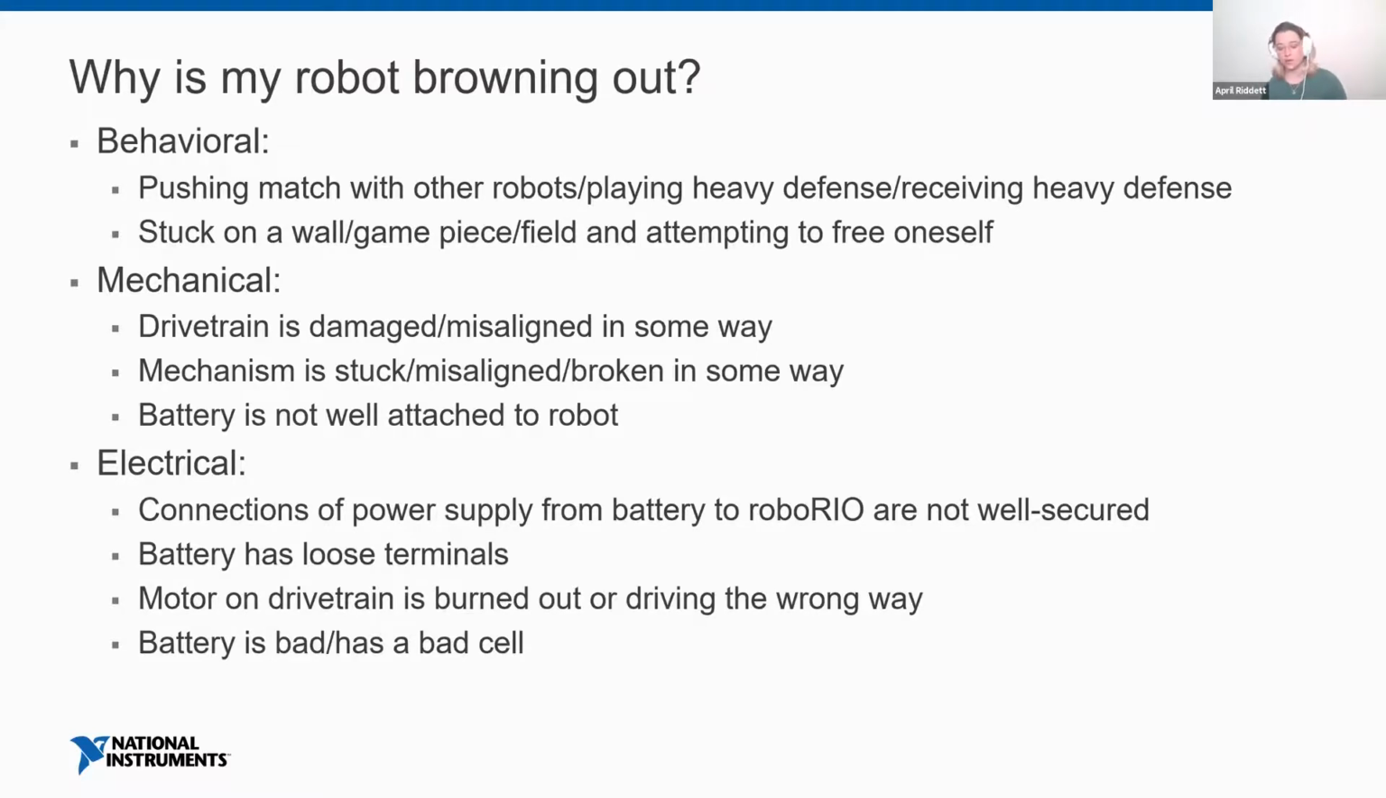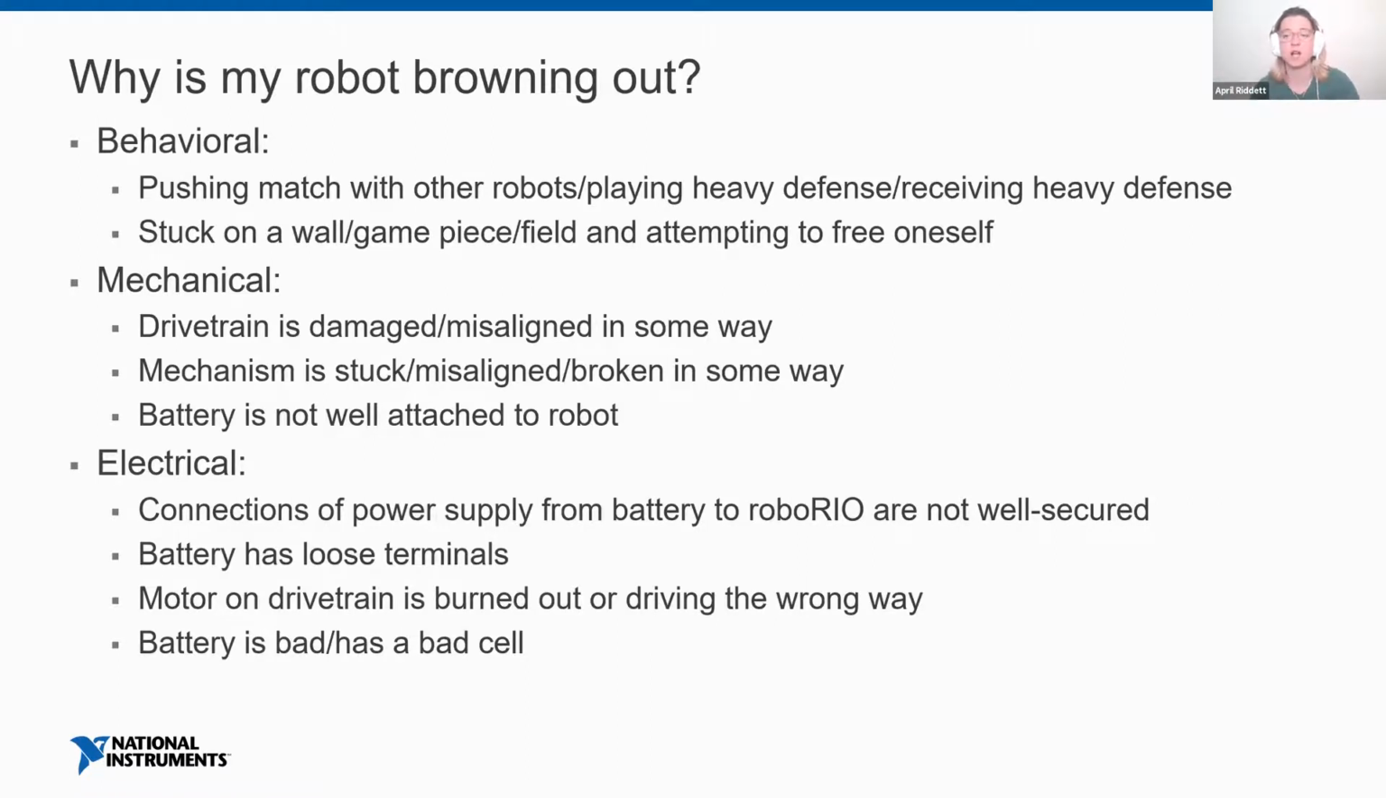And electrical brownouts really result from the power supply chain, that path that goes from your battery all the way to the RoboRio and back, so all the way on hot, all the way back on ground. If those aren't well secured, all of those connections should be really, really tight, or those can lead to brownout type behaviors. If your battery has loose terminals, so when I say terminals, I'm talking about that point on the battery where you take that bolt and crank the wire onto the battery physically, those should not move.